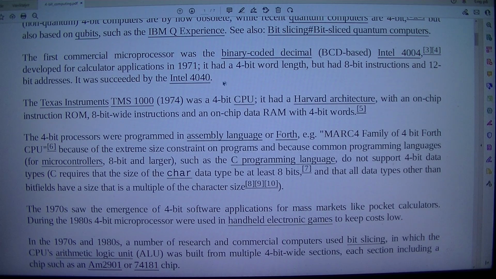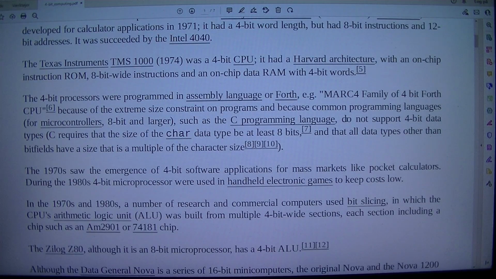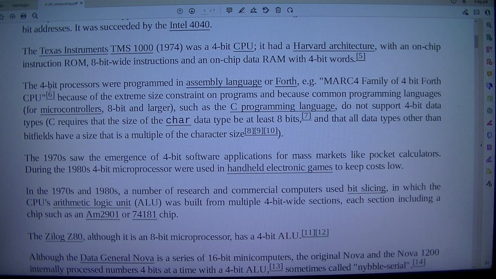The Texas Instruments TMS 1000, 1974, was a 4-bit CPU. It had a Harvard architecture, with an on-chip instruction ROM, 8-bit wide instructions and an on-chip data RAM with 4-bit words. The 4-bit processors were programmed in assembly language or Forth. For example, the Mark IV family of 4-bit Forth CPUs.